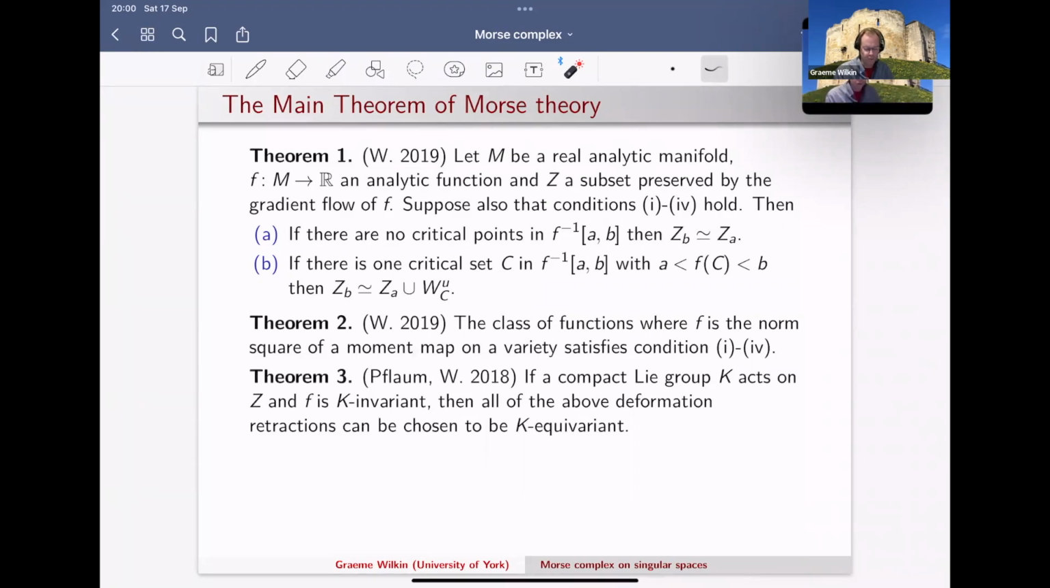And then the third theorem, this was joint with Marcus Flaum. Of course the dates here are a bit strange just because it may take a few years for things to get published. But this came after the first 2, and the idea was you wanted to do everything equivariantly. So we showed that if there's a compact Lie group acting on a singular space and the function is invariant by that, then all these deformation retracts can be made to be equivariant with respect to the group action. Okay, so that's good. So it says that we have a main theorem of Morse theory in this setting.